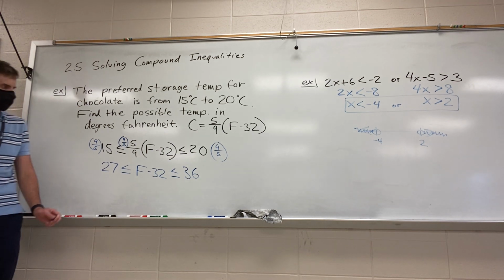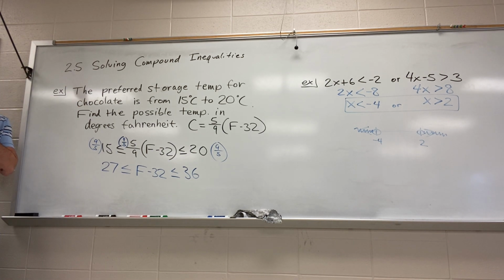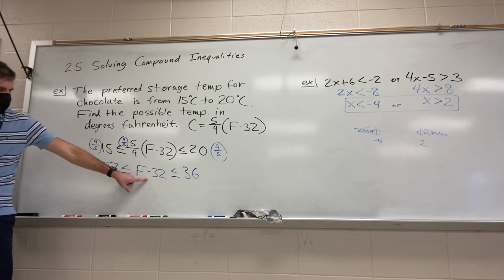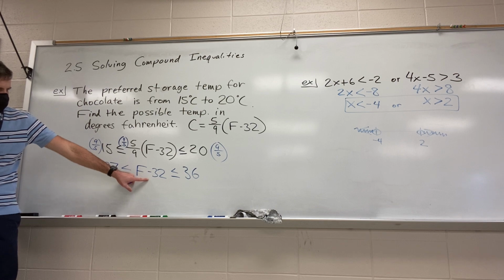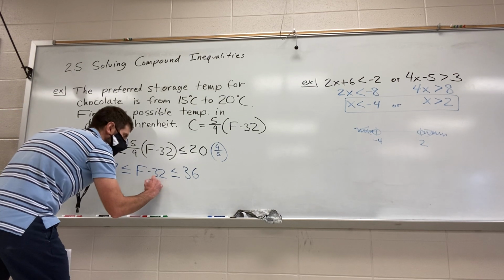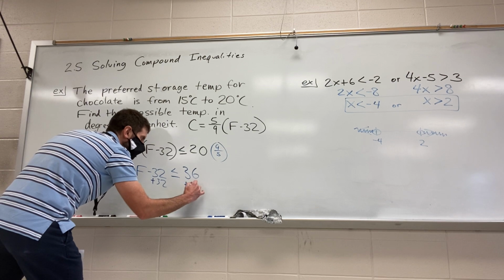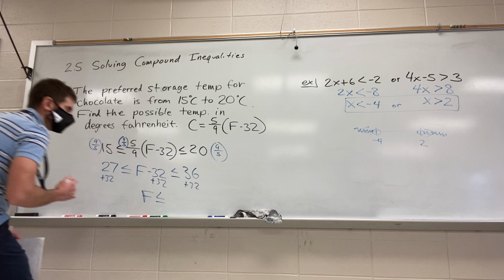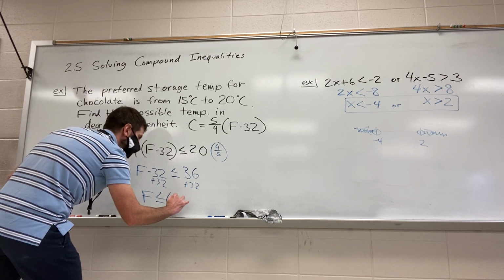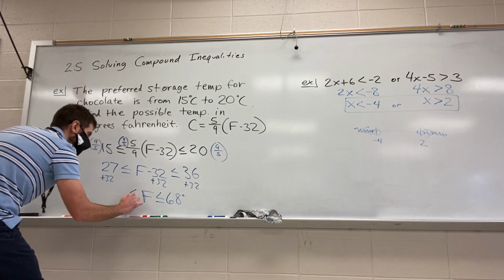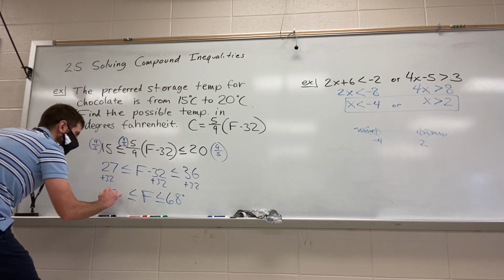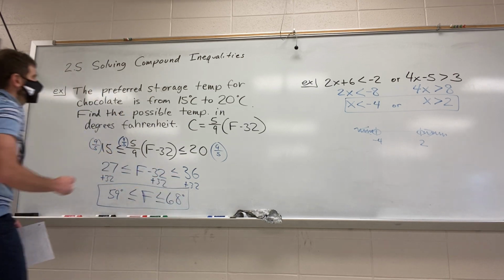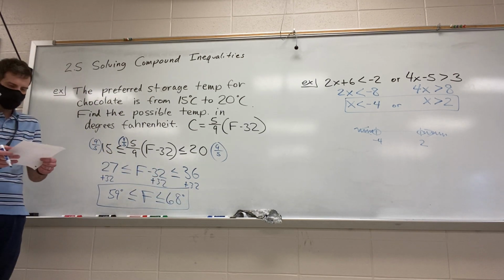So easy. Yeah, I was doing it the wrong way. I made it a fraction. But now you got it, maybe? Okay. Kind of. And then what's left to do? Add 32 everywhere. And we get F is less than, what is that, 68 degrees? And 59 degrees. If you want us to graph. No. Word problems you normally don't have graphs.